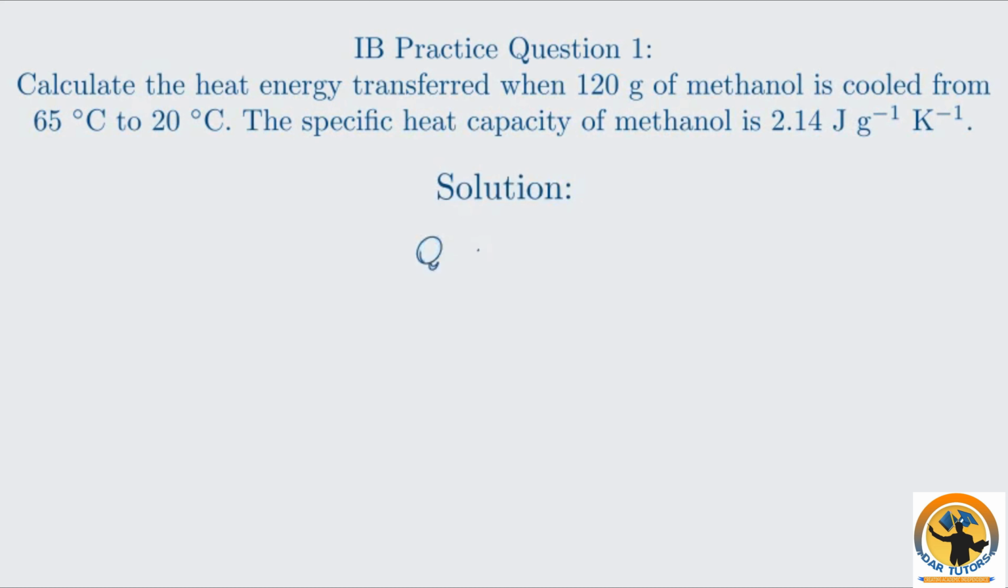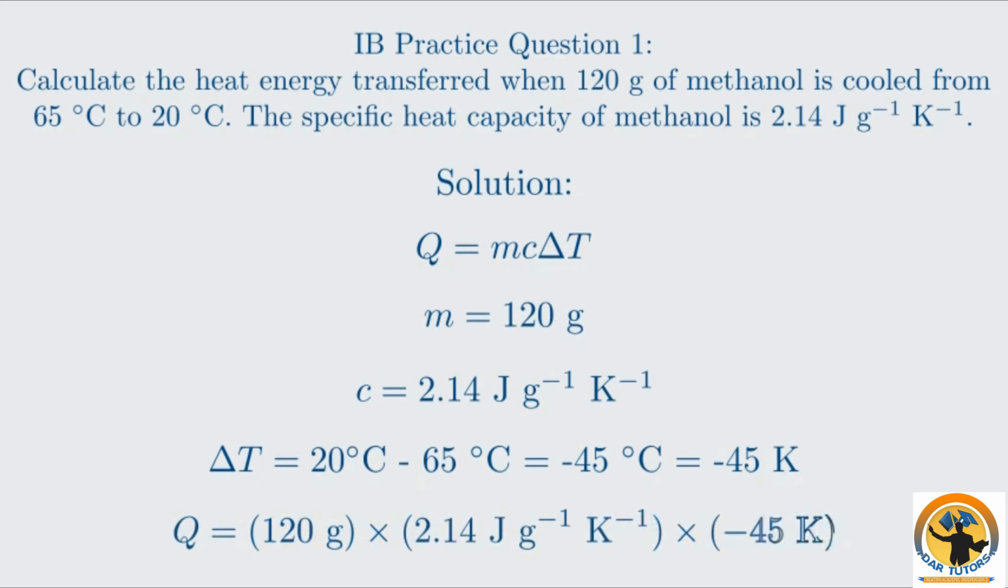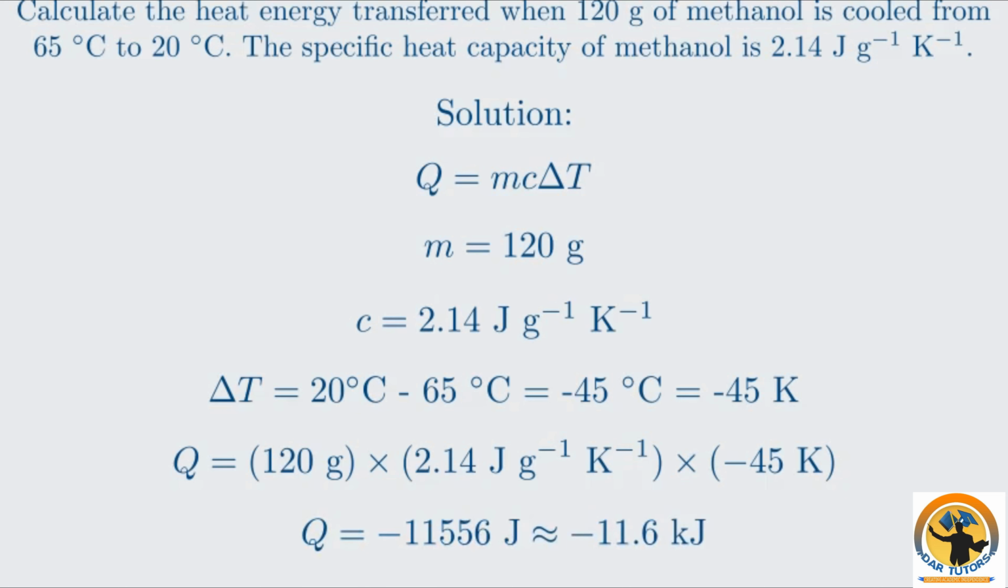We use Q equals mc delta T. The mass is 120 grams. The specific heat capacity is 2.14, and the temperature change is 20 minus 65, which is negative 45 degrees Celsius, or negative 45 Kelvin. This is negative because heat is being removed. Plugging in the values, we get Q equals negative 11,556 joules, which rounds to negative 11.56 kilojoules. The negative sign correctly indicates that heat is being lost by the methanol.